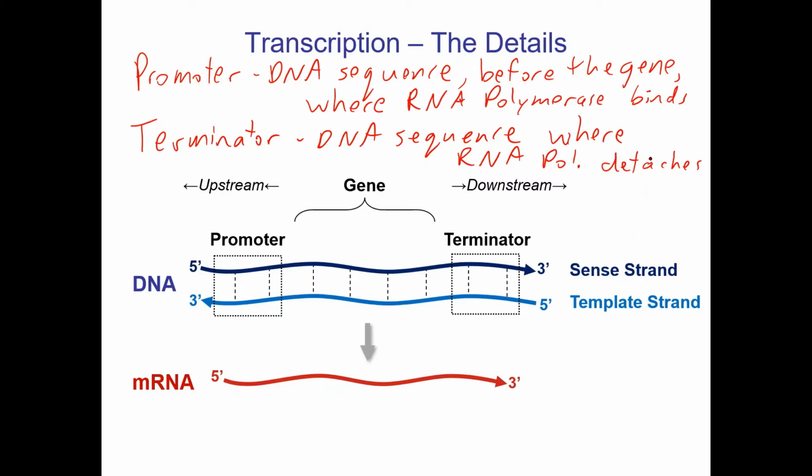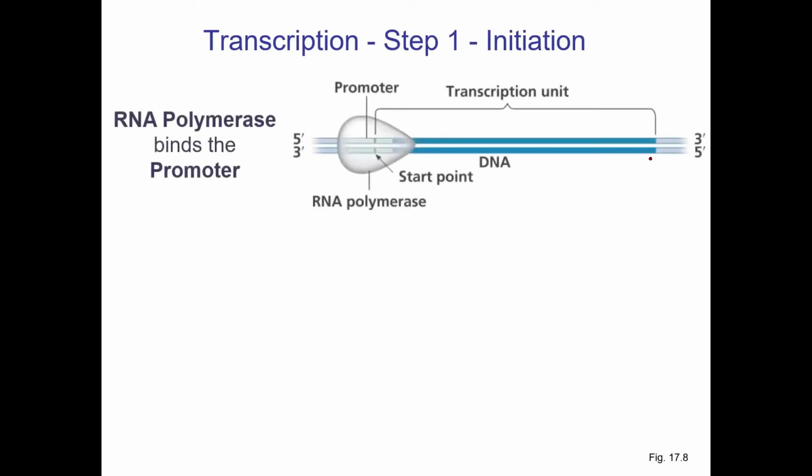Okay, so these are all things to think about when we're going to make RNA. We're going to bind RNA polymerase before the gene. We're going to copy the sense strand by looking at the template strand, and then the RNA polymerase is going to come off at the terminator. So let's take a look at some of the details here. So we kind of break this into 3 steps: initiation, elongation, and termination. It just kind of means we're starting, we're making the polymer, and then we're stopping. So let's take a look at how this works.